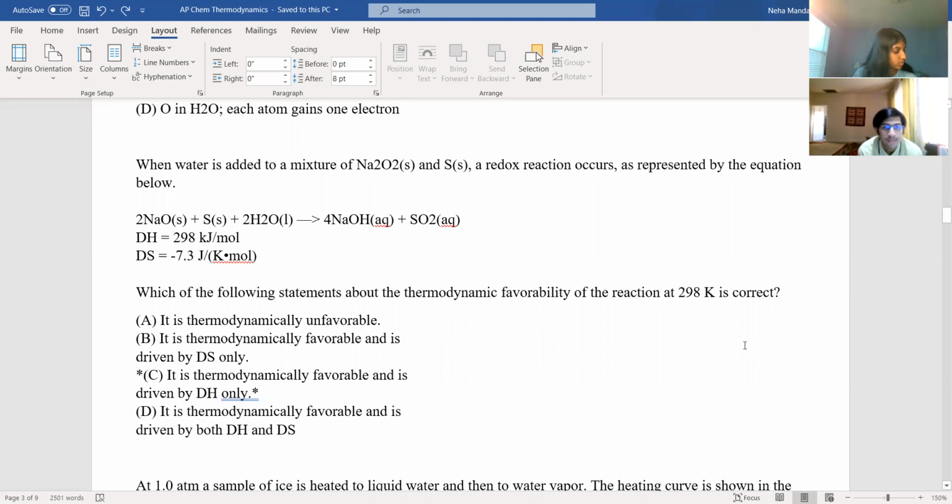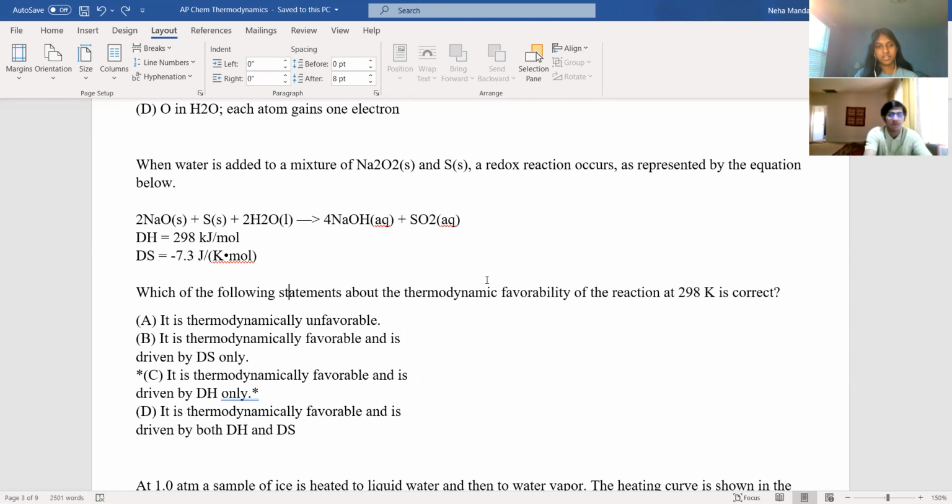There's a positive delta H and a negative delta S, so that means it has to be a positive delta G. So it's thermodynamically unfavorable, right? Let me check. It's C apparently. Why? If it's a negative delta S, because it's minus T delta S, so minus times minus. Yeah, that's what I would have thought as well.